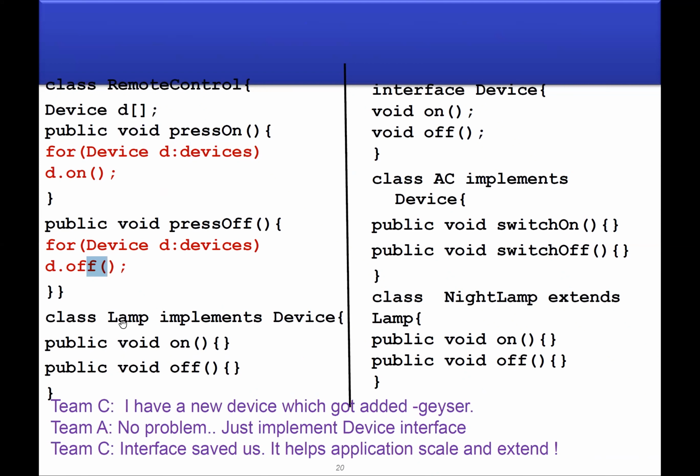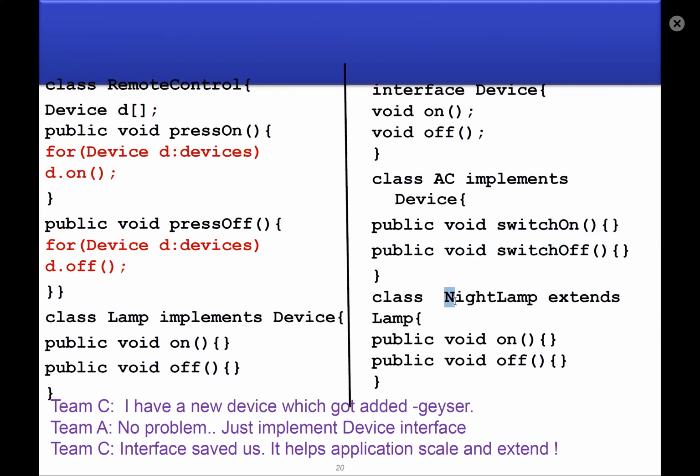Have a look at this. There's a class which implements device. What methods are there in the device? The device has methods called on and off. So you invariably have to have on and off. You're not left with any option. You have AC implements device. If you have switch on and switch off, they have to be invariably converted to on and off.